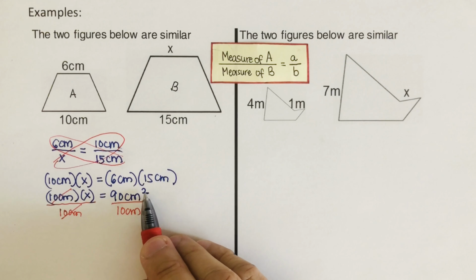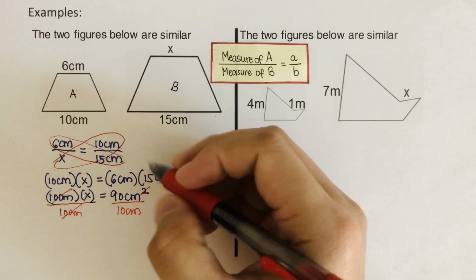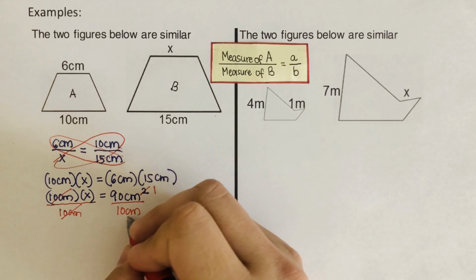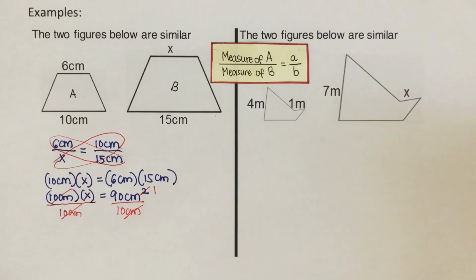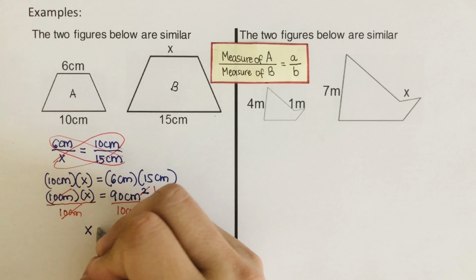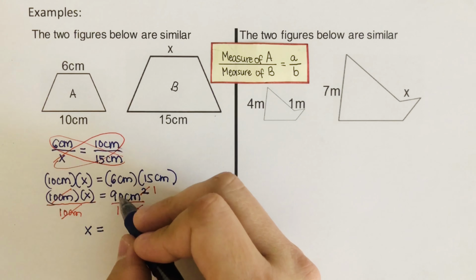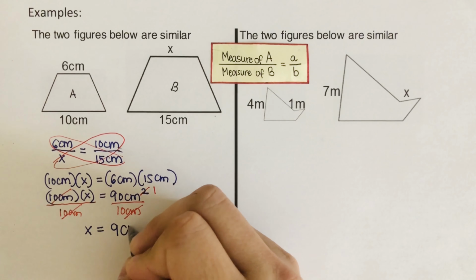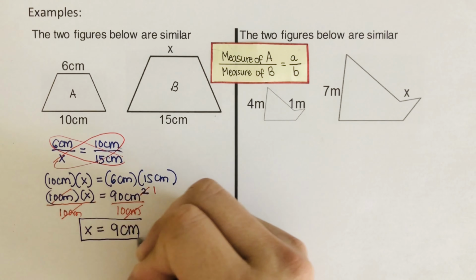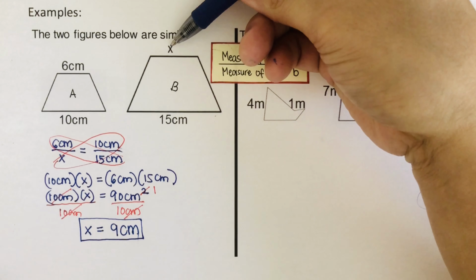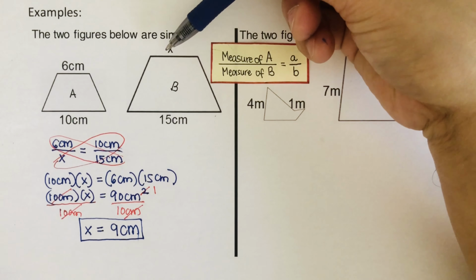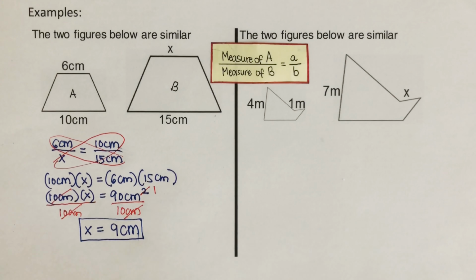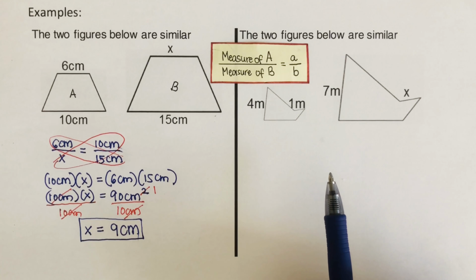Remember that centimeters squared means there are 2 centimeters on top. We take one of those 2 centimeters, so we're left with just 1, and then cross out the centimeters at the bottom. So we're left with X is equal to 90 divided by 10, which is 9, and the final unit is centimeters. That means the length of this base of this trapezoid is 9 centimeters. At this time, I would encourage you to pause this video and try this problem out on your own, and when you're done, unpause it and check your answer.